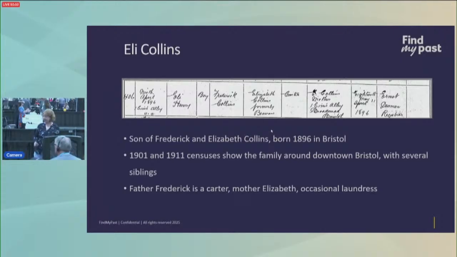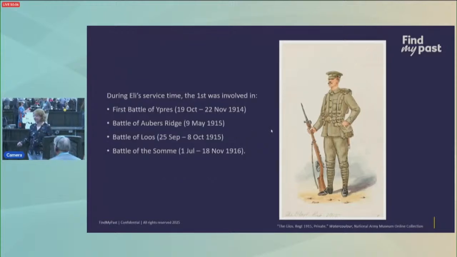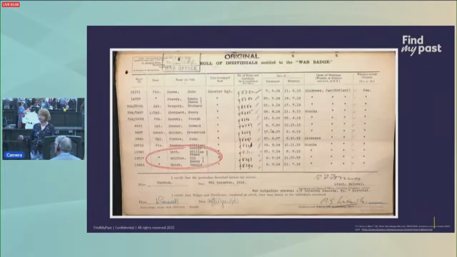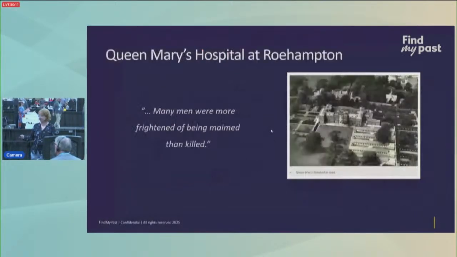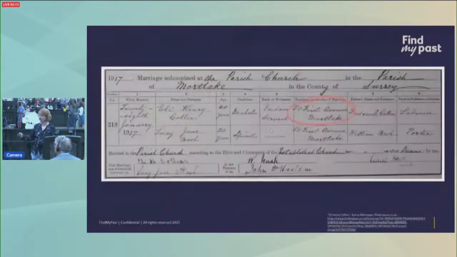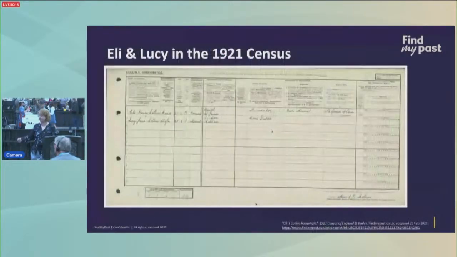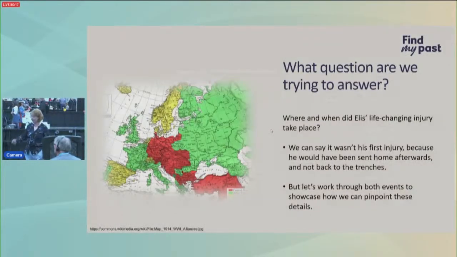Let me see. And then I was going to tell you a story about Eli Collins, but I'm out of time. So I'm just going to skip ahead to his war diary. He loses an arm during the war. He spends time at Roehampton, which is the major hospital in the area for that type of recovery.